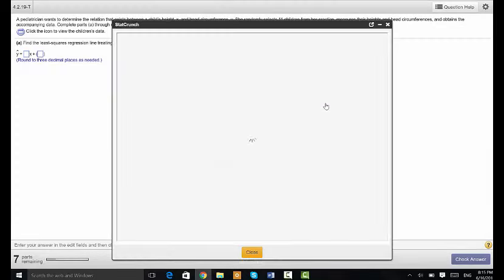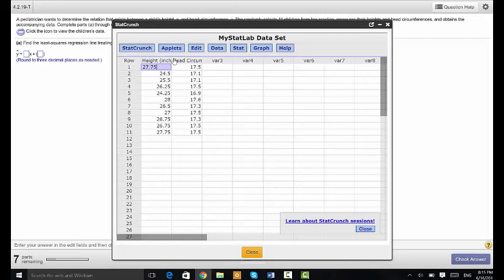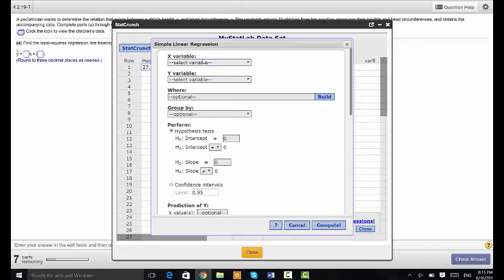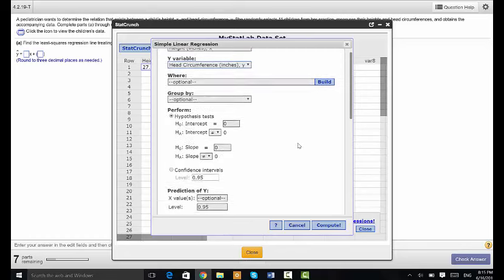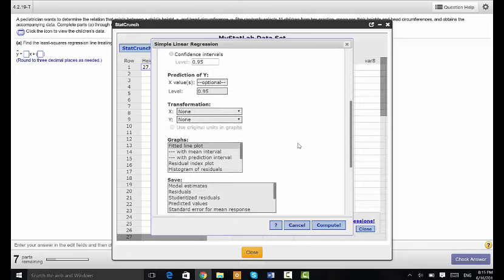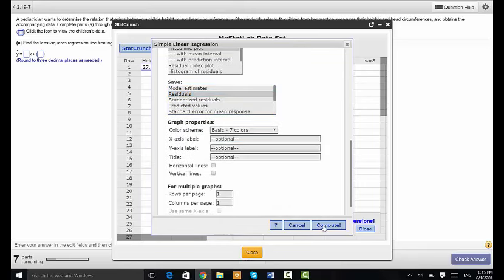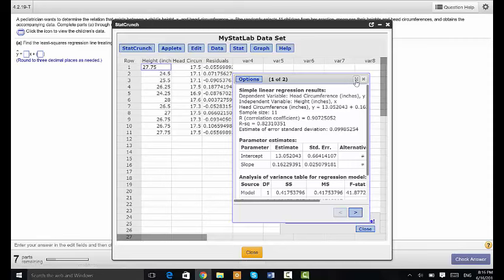So open the data in StatCrunch. Now you'll see these two columns show up here, and you do Stat, Regression, Simple Linear. Pick your x coordinate to be the heights and y coordinate to be head circumferences. Usually if you just want to do the regression, you don't need to select anything. But here, I'm going to pick the fitted line plot, and I would like to save the residuals because we need to use them later. So these two are picked. And Compute.